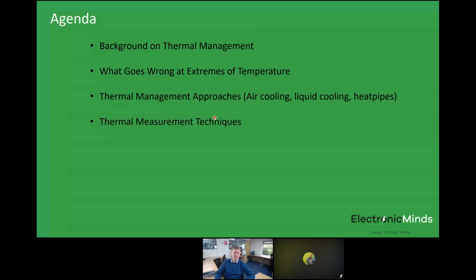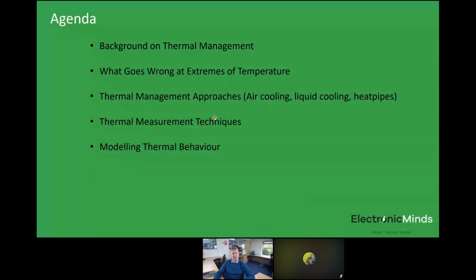Then, how do we actually, in the lab, go about quantifying the temperature of our system? There are a number of ways of doing that, and each of those approaches has good points and bad points. I really wanted to highlight some of the ways we go about quantifying temperature rise in our systems here.